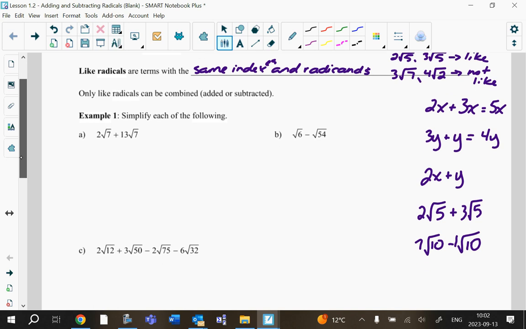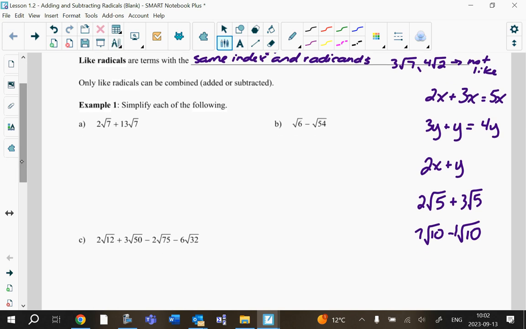So given that thinking, what would this one be? They're like radicals. I can combine them by just going 2 plus 13, and I get 15 root 7. Okay, pretty straightforward.